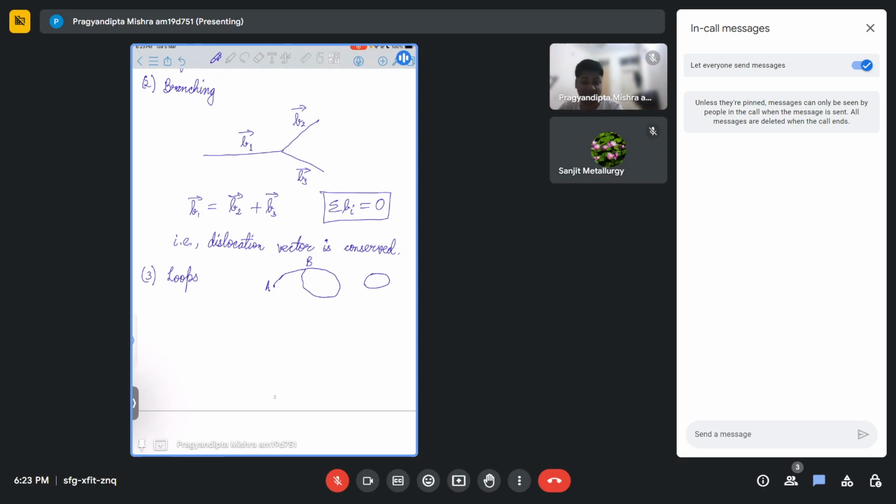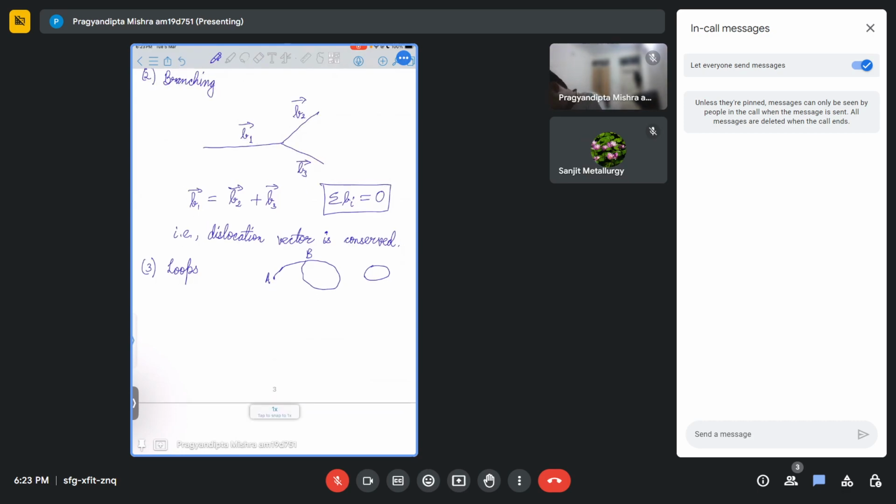So finally, a few important things that you have to keep in mind: a dislocation by itself cannot terminate inside a crystal. It needs one of these three ways in order to terminate within the crystal. So by itself, a dislocation cannot terminate within the crystal. Either it needs a surface, or it creates branches, or it forms loops.